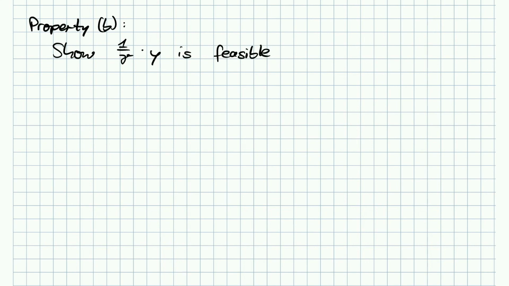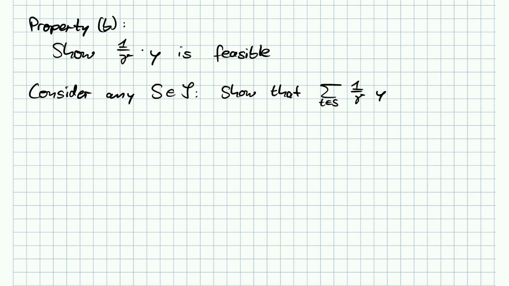Now we'll have to also show the other part, namely, this is property B. We will have to show that 1 over gamma times y is feasible. How do we do that? So what we will consider is any set S, and we will have to show that the sum of the t in S 1 over gamma times yt, that this is at most the cost of that set.